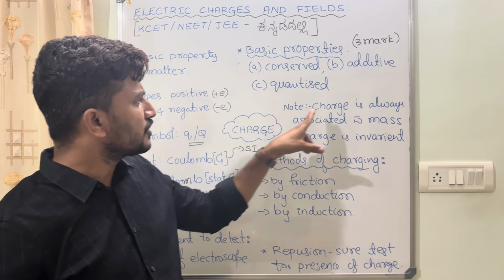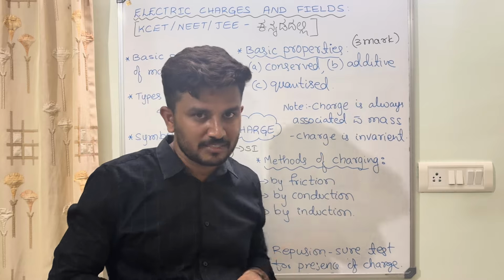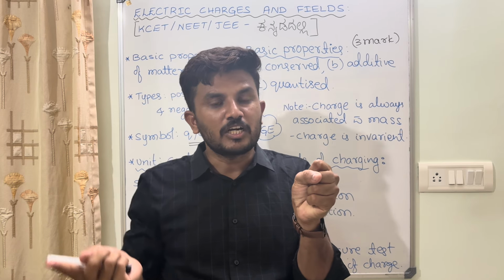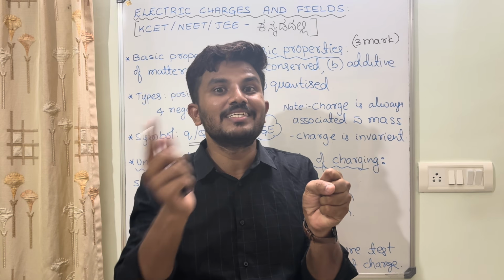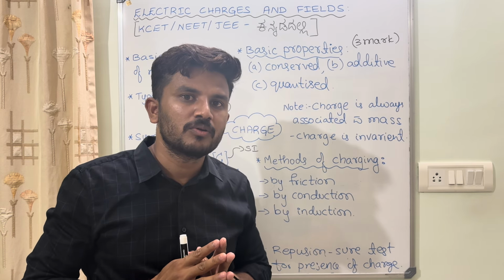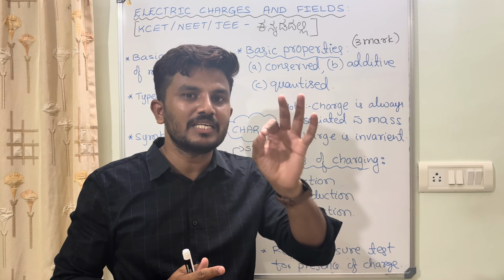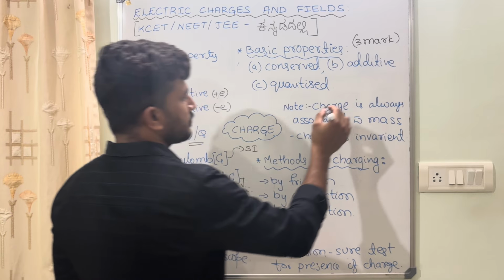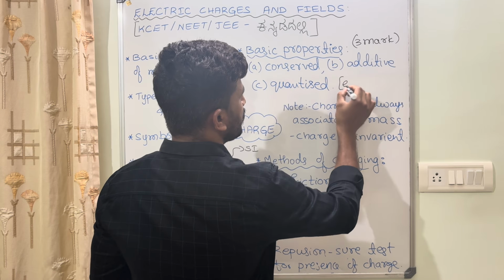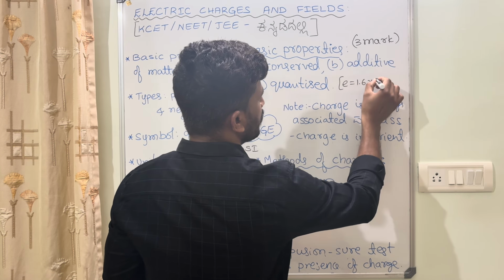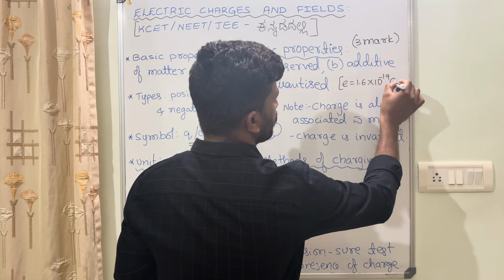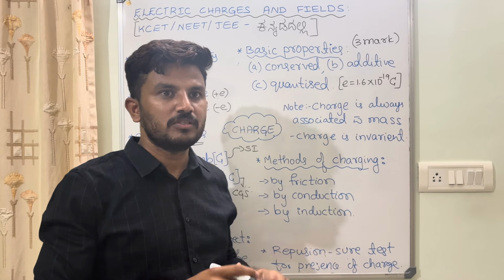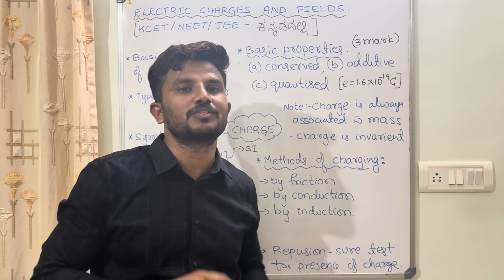Next, note that charge is always associated with mass. That means if charge is moving from one body to another body, it not only carries its charge, it also carries its mass. For example, electron. So electron has a charge that is minus e. The value of e is 1.6 into 10 to the power minus 19 Coulomb. So electron has this much charge which is negative. The proton has the same charge but it is positive.